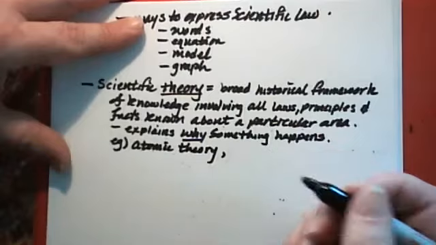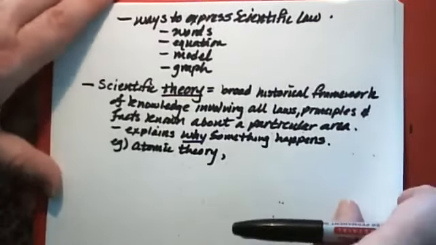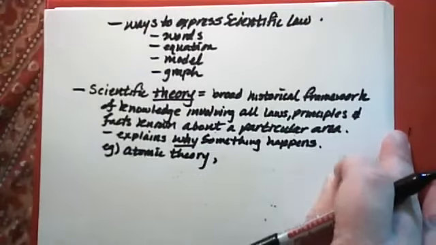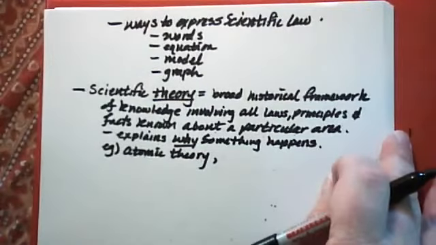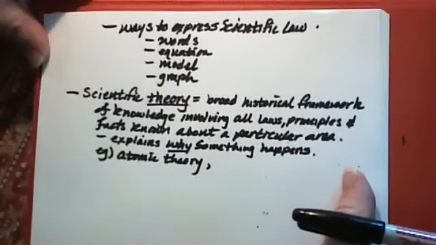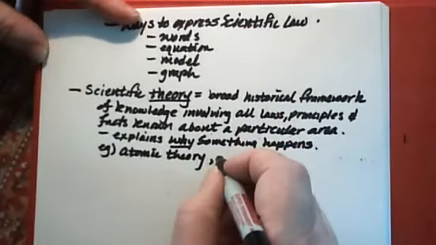So one theory would be atomic theory. That is the theory about the structure of the atom. It contains lots of calculations about where the electrons are and how we know where they are or don't know where they are, as the case may be. And it encompasses a very broad range of things.